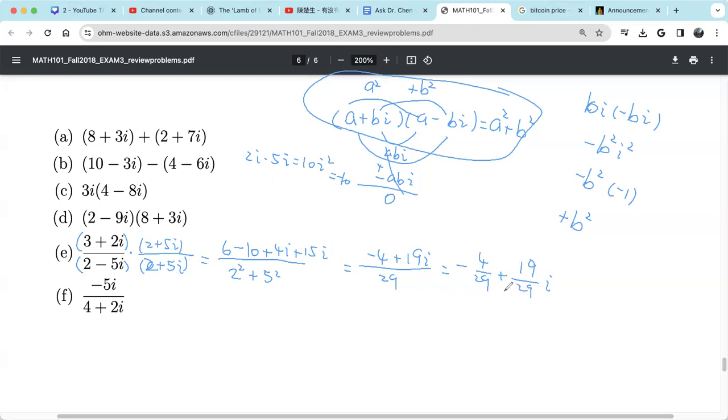Or we can put the i up front. So you see, this is the real part, this is the imaginary part. So we have a plus bi form.